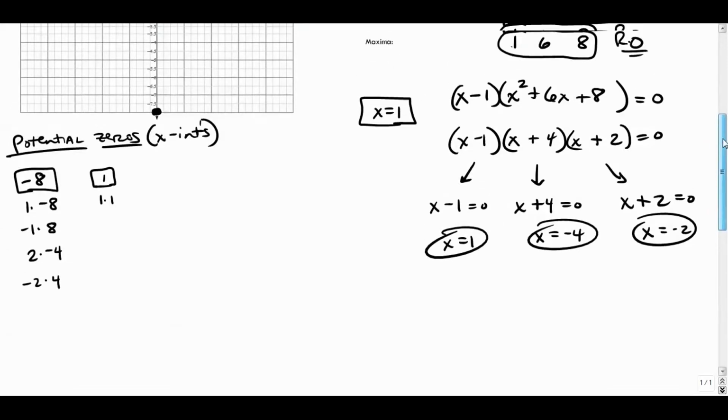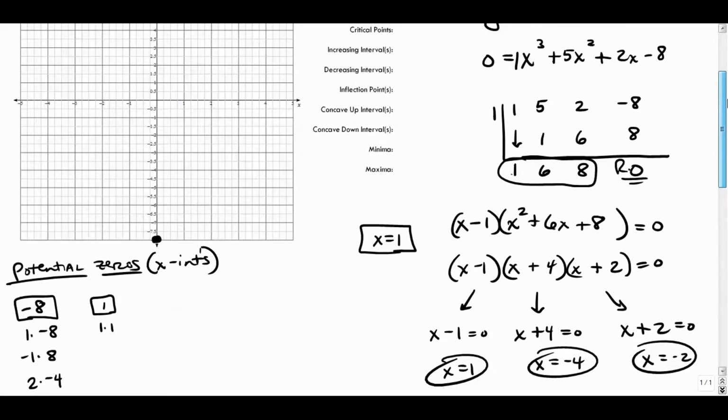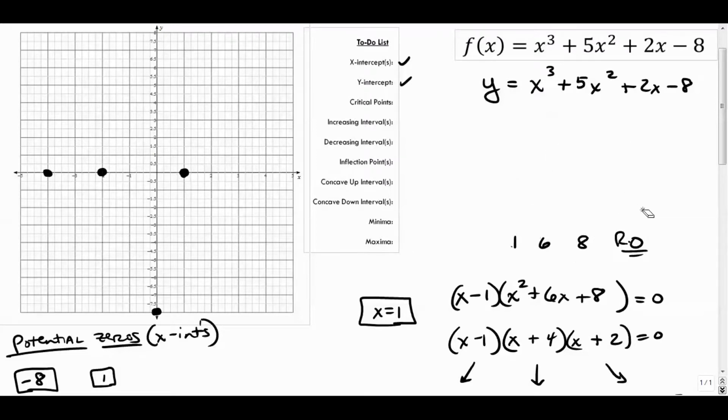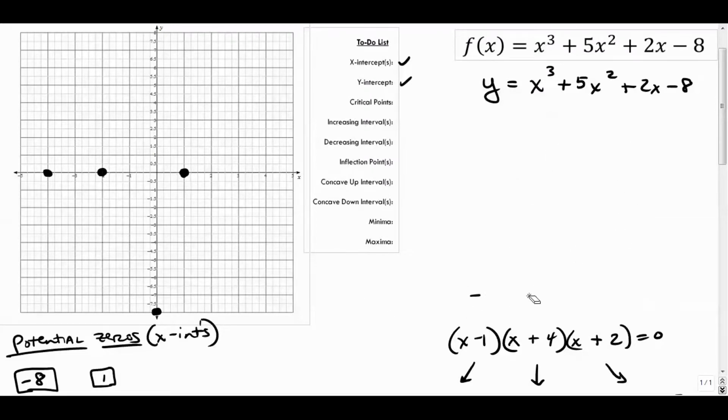Alright, so finally, that was a little bit trickier than example 1. Positive 1, negative 4, and negative 2. Those are my 3 x-intercepts right here. Alright, so that takes care of this and this. Next we want to do critical points. Critical points. So let me erase this. If you need it back up on the screen, just rewind the video.